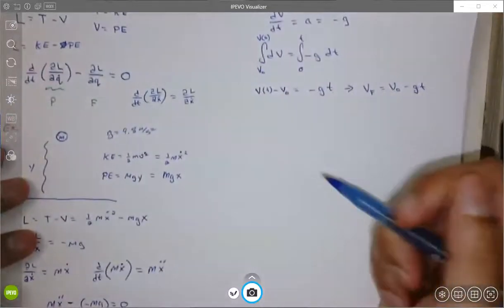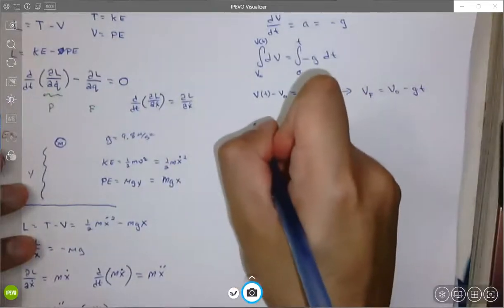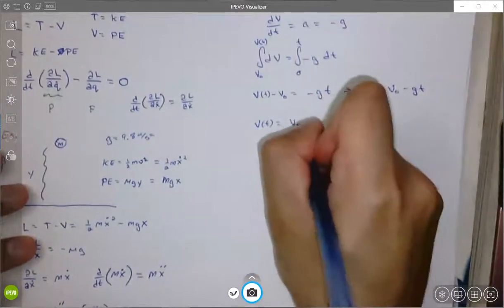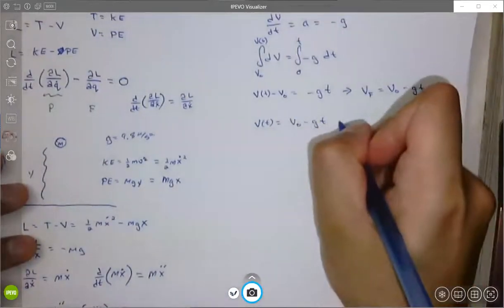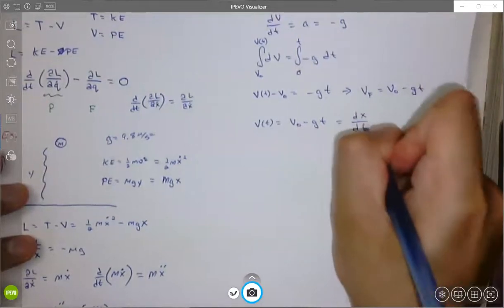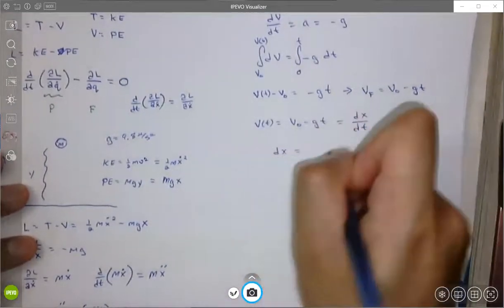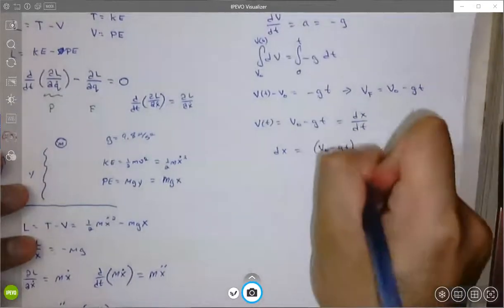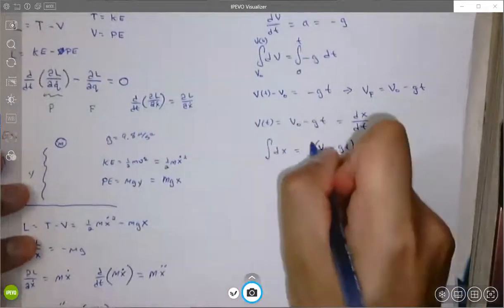We can also determine the position of the object by saying that v as a function of t is equal to v naught minus gt. And this is equal to dx over dt. So we bring the dt to the other side and we get dx is equal to v naught minus gt, parentheses, dt. And just like we did before, we can evaluate our integral.